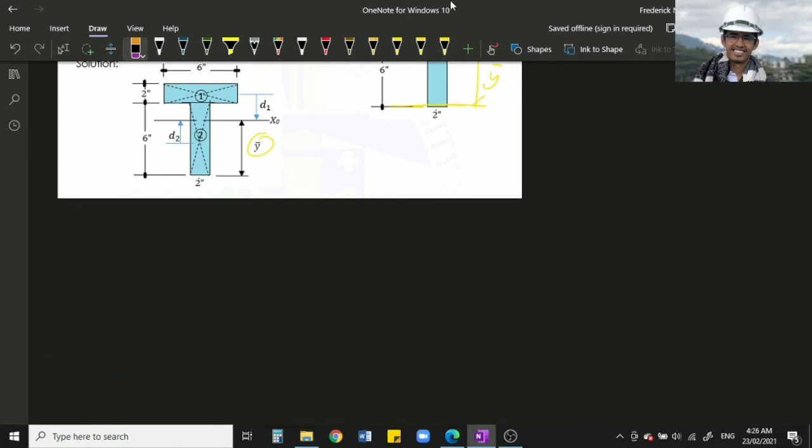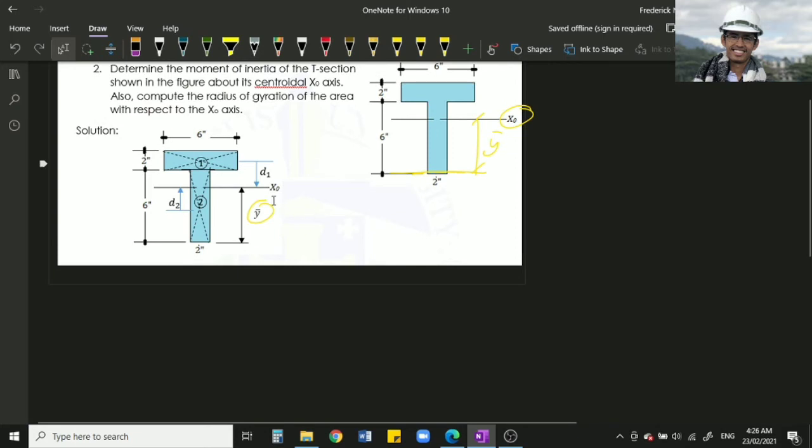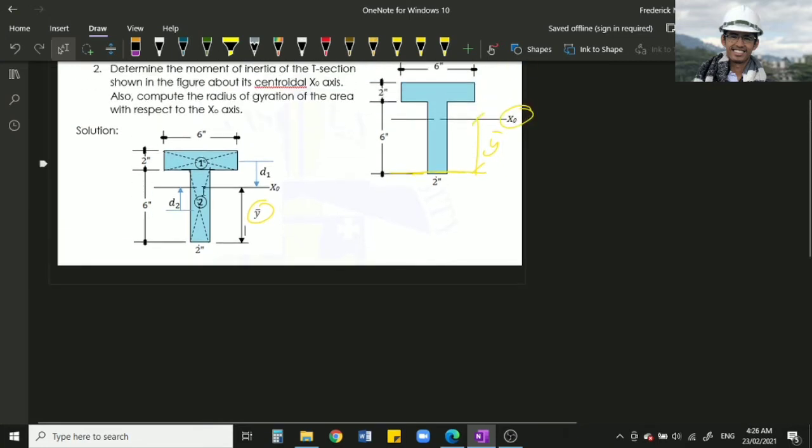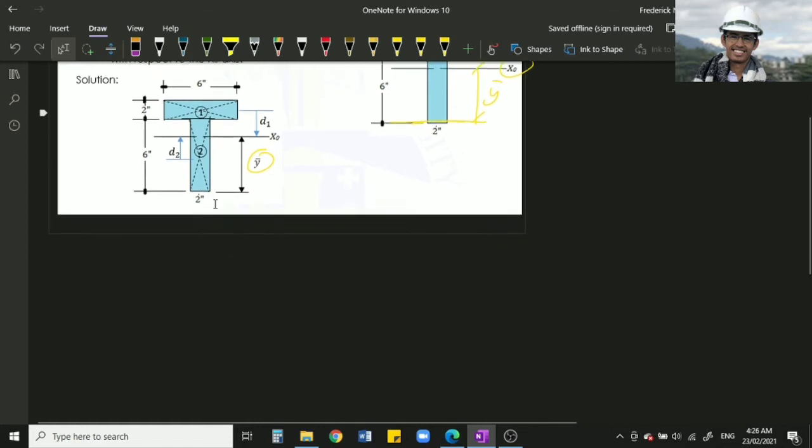So, gagawin natin is kunin muna natin yung XO axis niya, yung centroidal XO axis niya. So, katulad lang ng ginagawa natin dun sa Module 5 sa pagkuha ng centroid. So, we can divide it into two parts here. Two rectangular. So, ganun lang ulit.